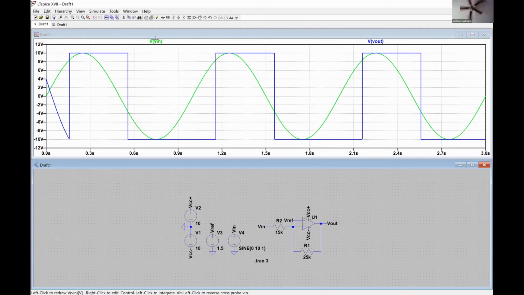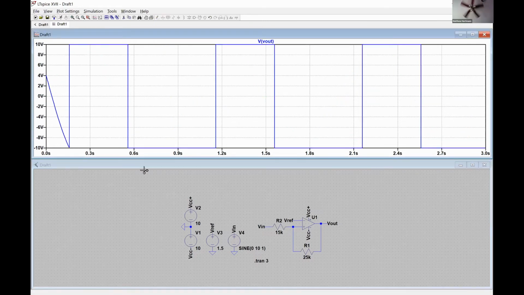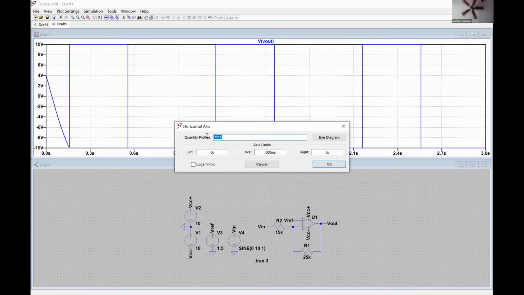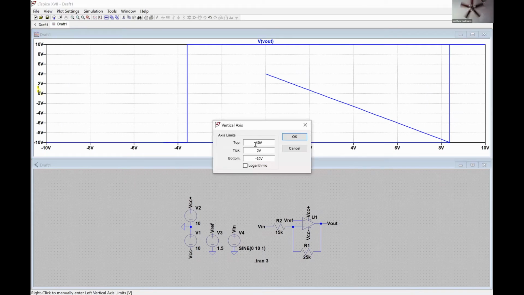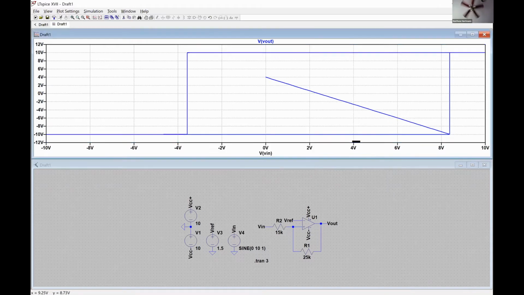So let me delete my input trace there, and then put the input voltage in here. Let me move this out of the way. So this is an example. Is this similar to the graph that you got? Yep, that's the exact graph.